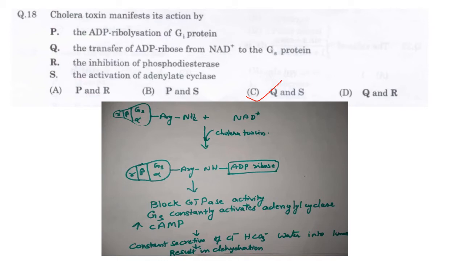So the answer is the transfer of ADP ribose from NAD plus to the Gs protein, Q. And next one is activation of adenylate cyclase, that is S. So answer is Q and S.